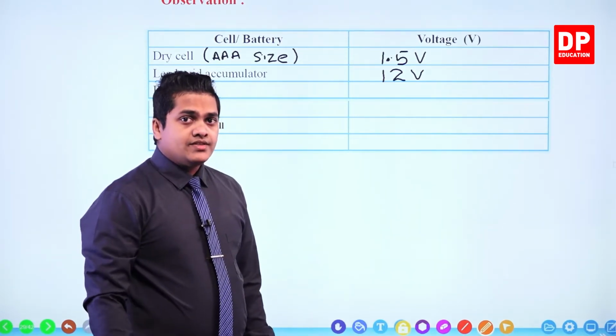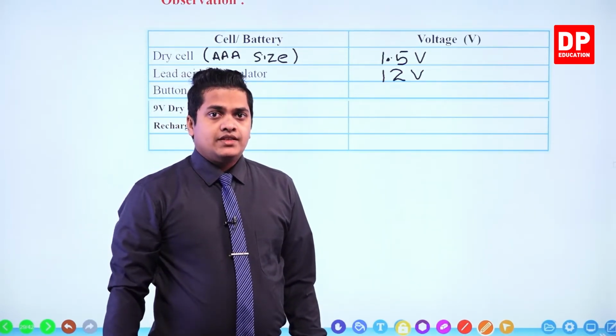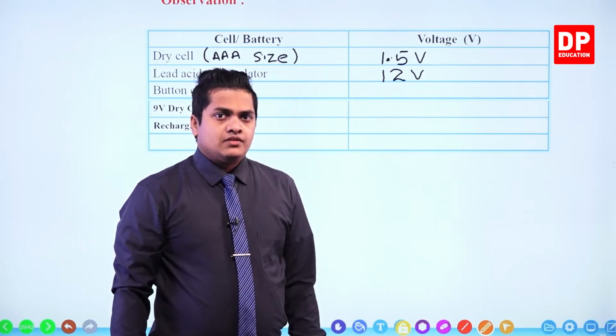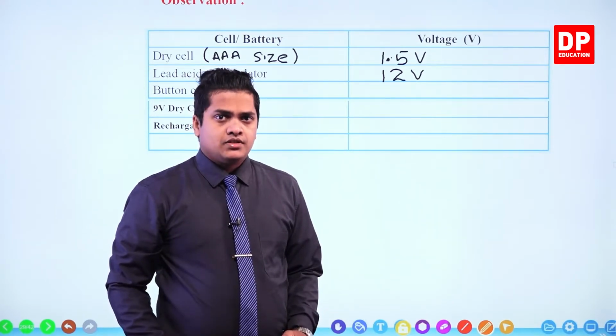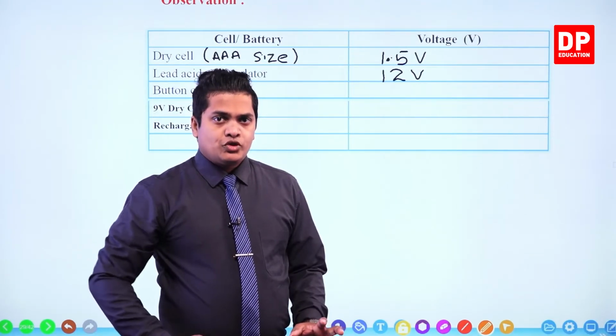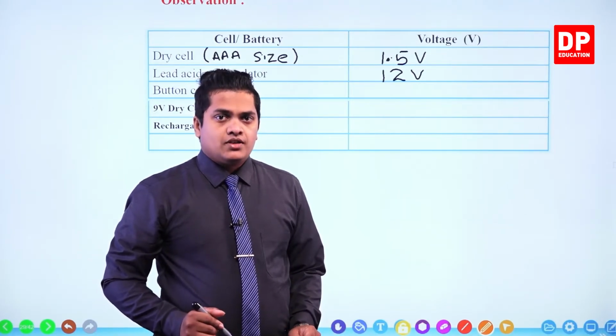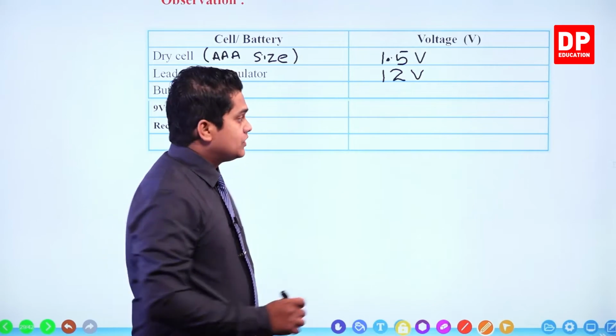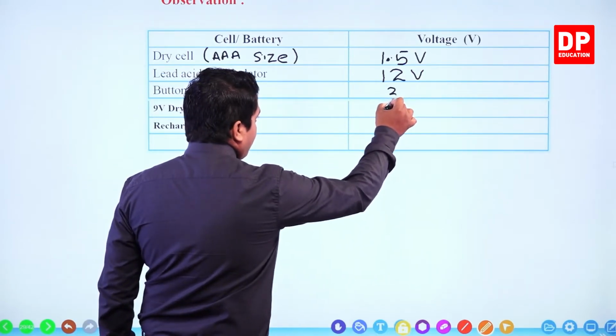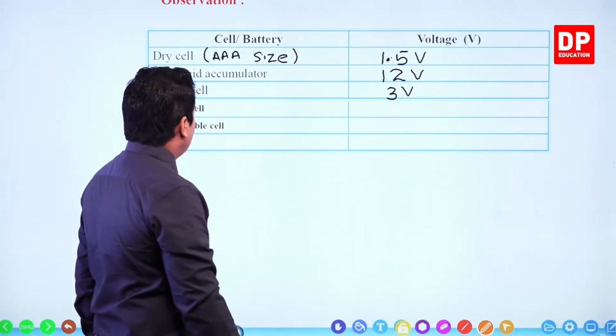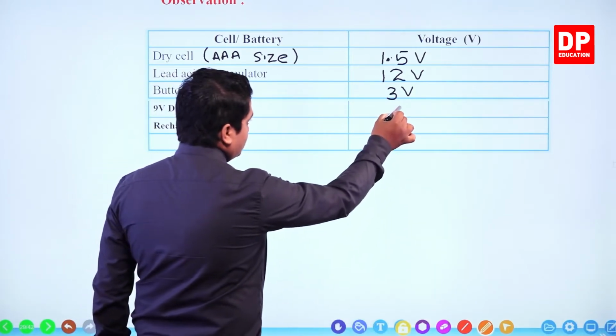Then in the button cell, there was about 3 volts, right? About 3 volts. Usually in a button cell there is about 3 volts, right? So 3 volts. Then in the 9 volt dry cell, 9 volts.